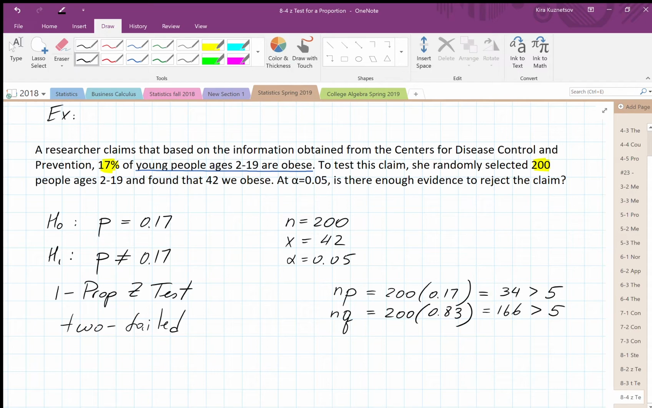So if you're looking at this on a calculator, go under stats. Go over to tests. Go over to 1-PropZTest.